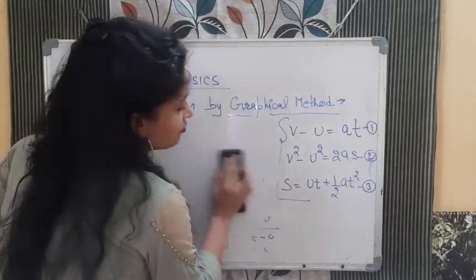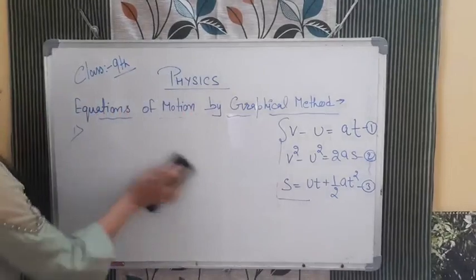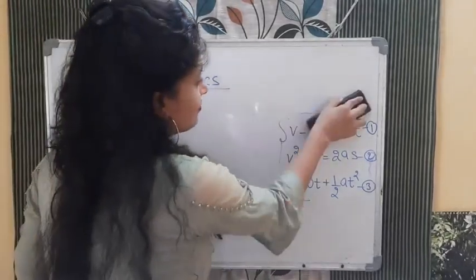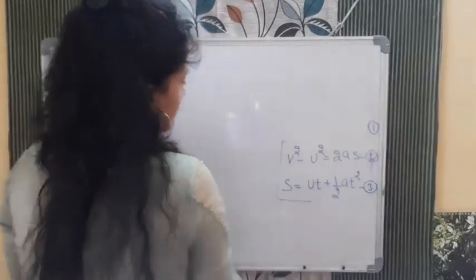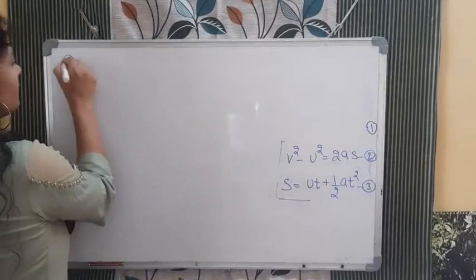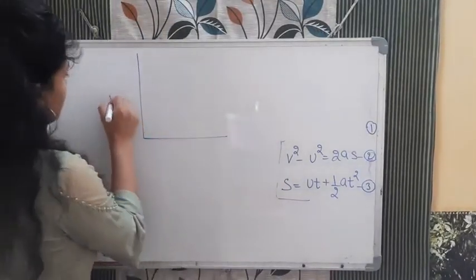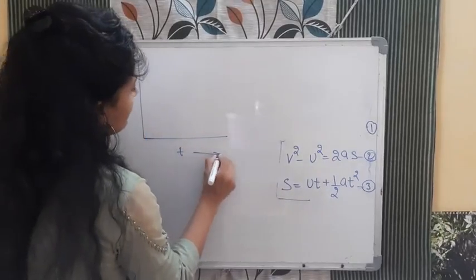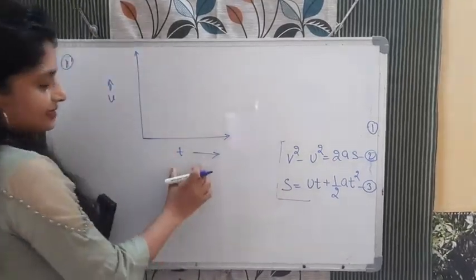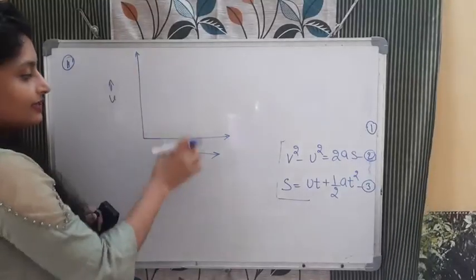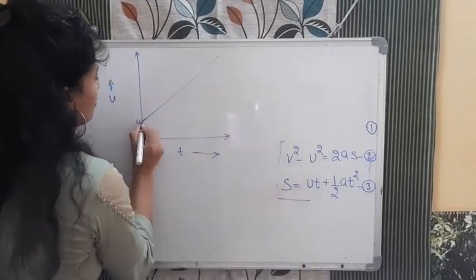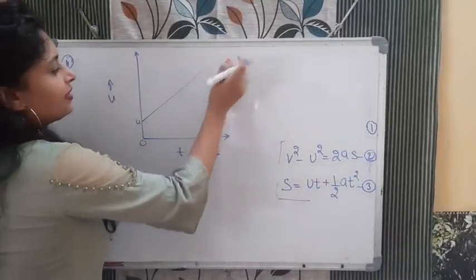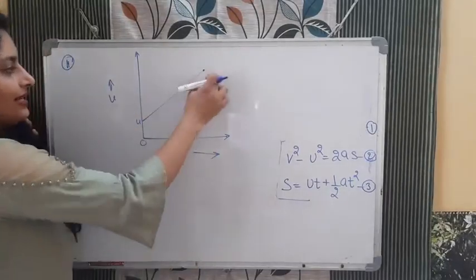Now the second equation: s is equal to ut plus half at square, or v square minus u square is equal to 2as. To find the second equation of motion, the graph will be the same. There is no change in the graph. The first equation we derived. For the second equation, we take the velocity-time graph. This side we take velocity, this side we take time. Y-axis, x-axis. This is independent, this is dependent. Dependent on what? Time. This is the origin. This is the initial velocity u. From here the object starts its journey, and for example it goes up to here. So this is the initial point, this is the final point.